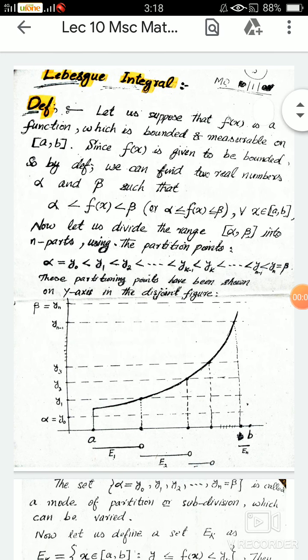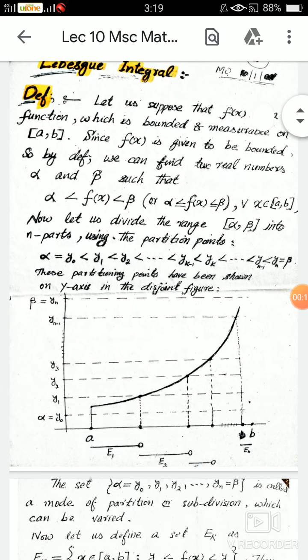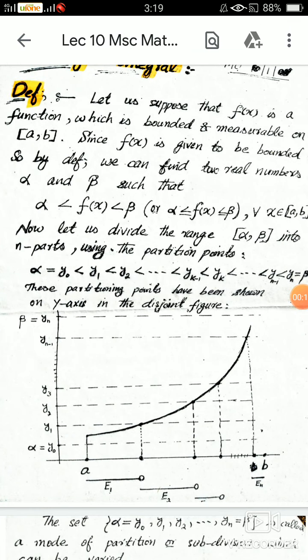Today we are discussing the Lebesgue integral. Now we have a definition. Let us suppose that function f(x) is bounded and measurable on the closed interval [a, b].